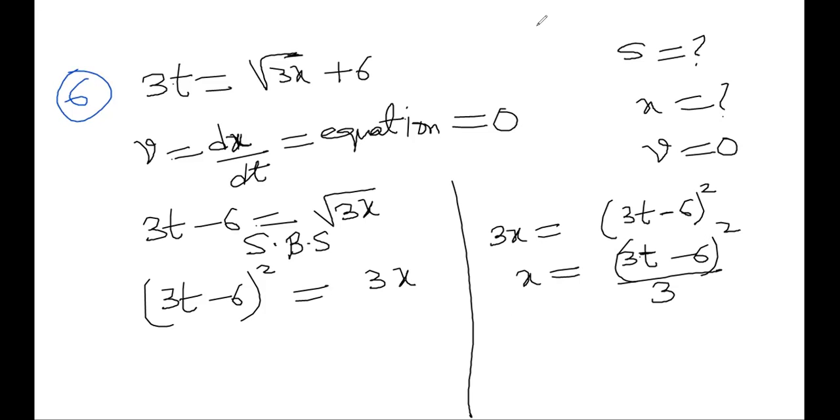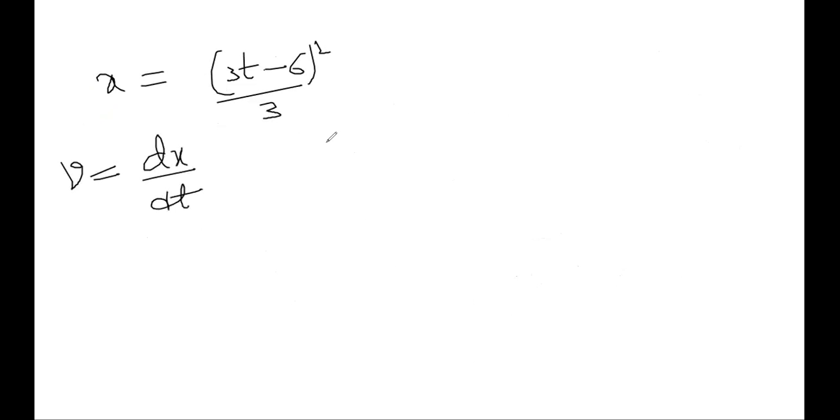Okay. Now x equals (3t minus 6) whole square by 3. Now I'm going to do the differentiation to find out the velocity. So x is equal to (3t minus 6) whole square by 3. My aim is to find the velocity. How am I going to find the velocity? dx by dt. So 1 by 3, leave it aside. First of all, leave it aside. No need to touch this 1 by 3.